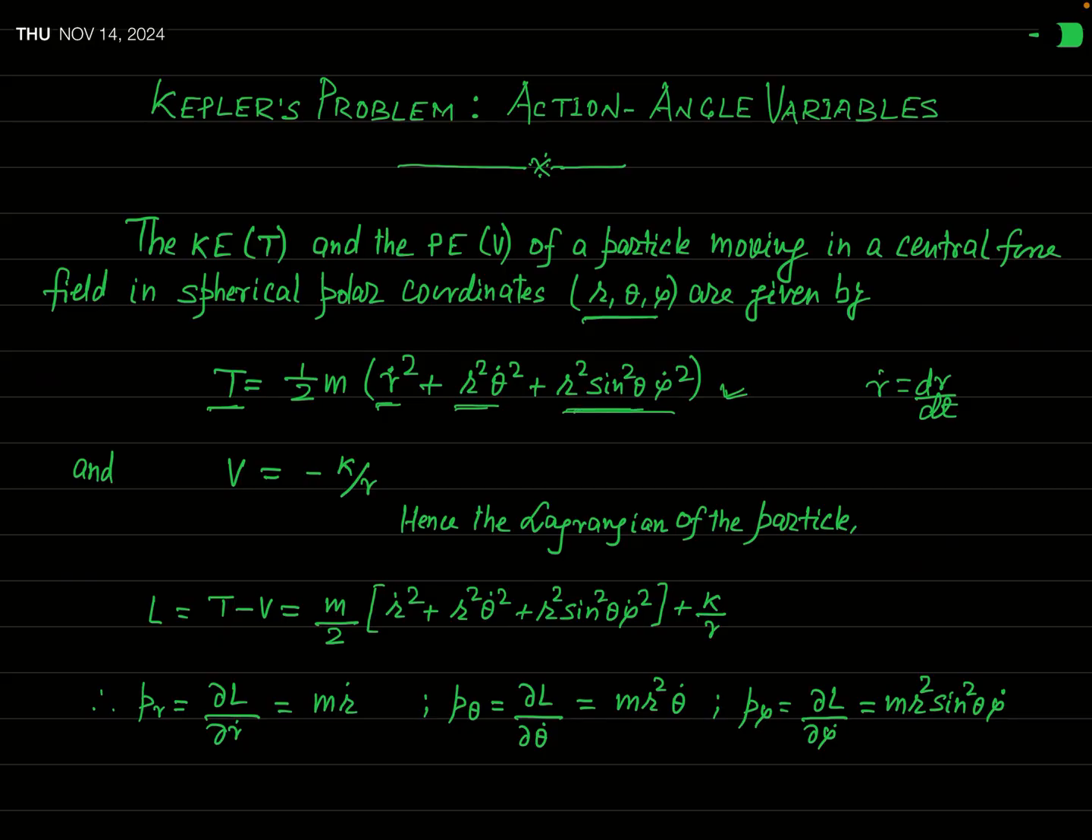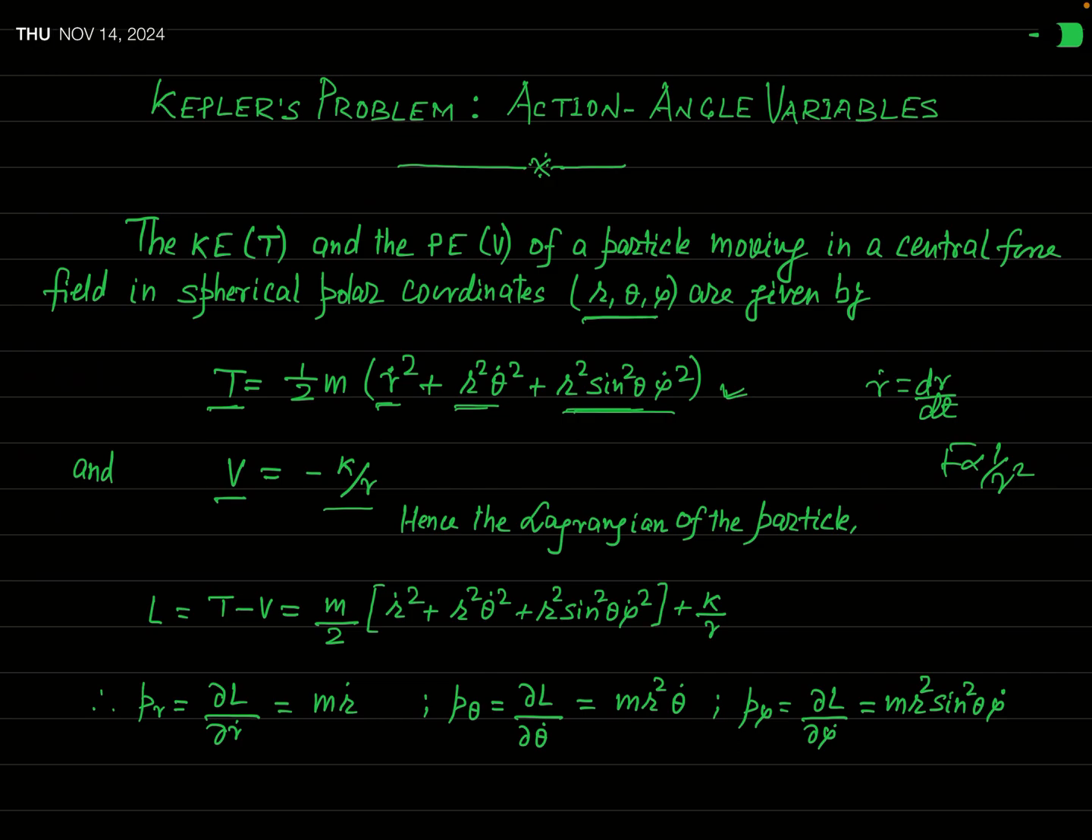And as we are talking about the motion of the particle in a central force field, the potential is defined like this: minus k over r. Or you can say the force obeys the inverse square law. F is proportional to 1 over r square, and potential energy is inversely proportional to r with a minus sign because this force is attractive.